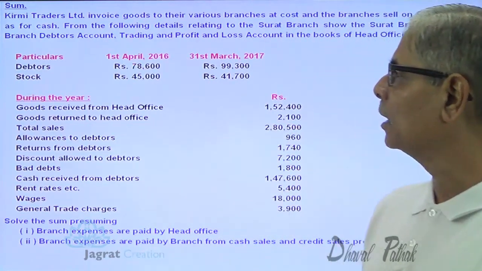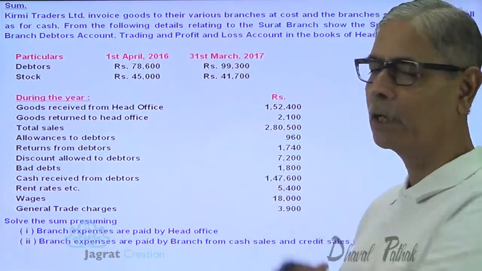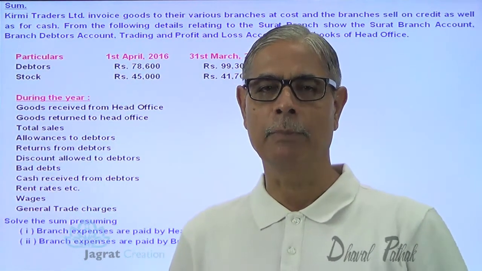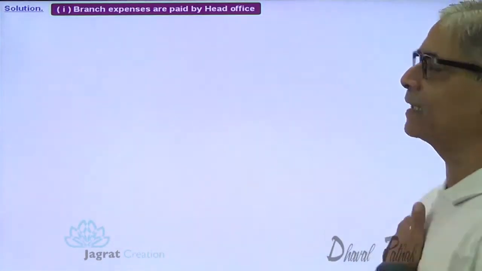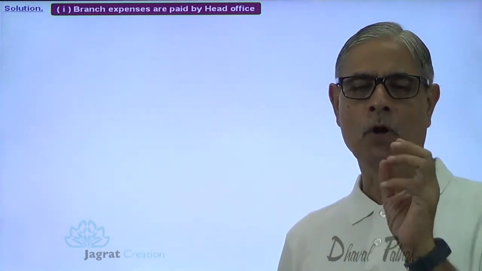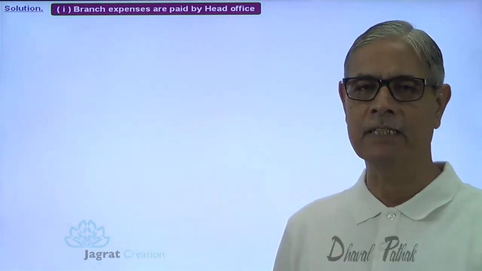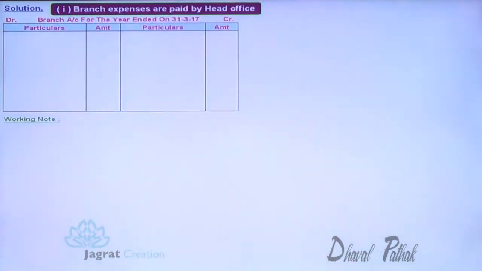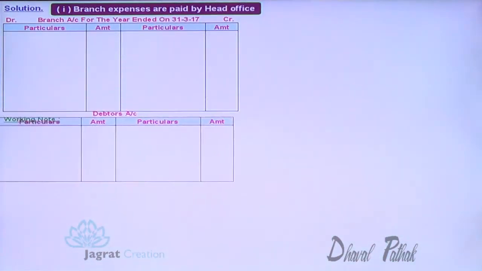So let me start preparing branch account. I am going to prepare a working note wherein debtors account is going to be prepared. Let me start. So I am solving the sum. Branch expenses are paid by head office directly. Under that presumption, for that alternative, I am solving this sum. So here I prepare branch account. In working note, I prepare debtors account.